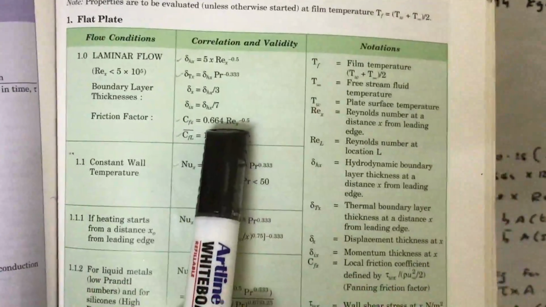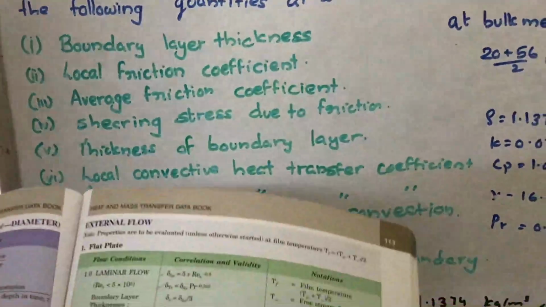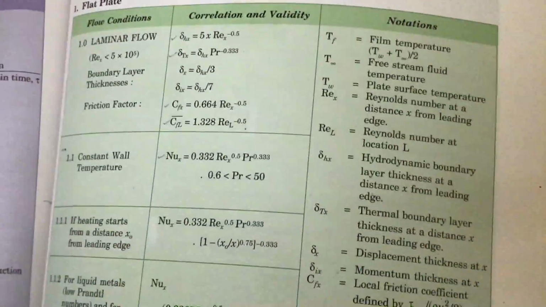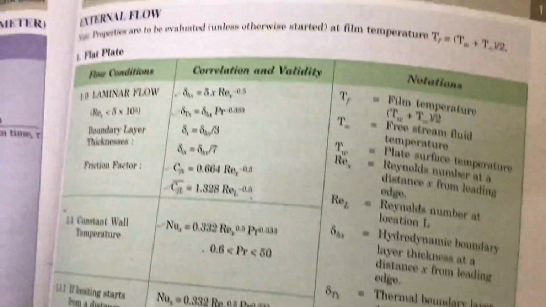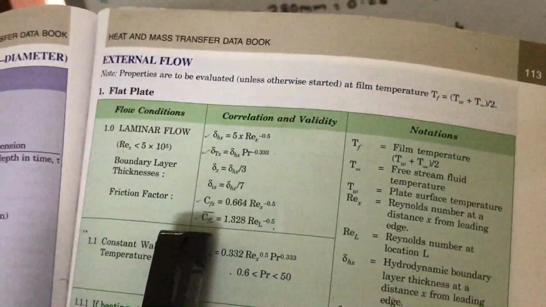Reynolds number we know, 5 into 10 raised to 4. Substitute that, we will get the local friction coefficient. The third question is average friction coefficient. Again CFL. Here it is given CFL is average friction coefficient. So we should substitute that here. Reynolds number we know. We will get the average friction coefficient.